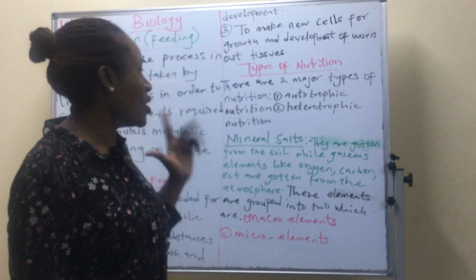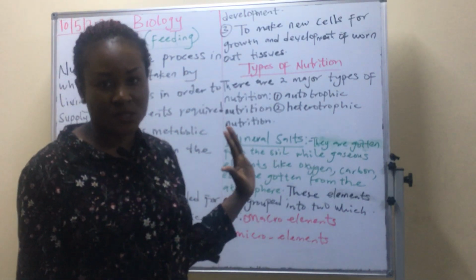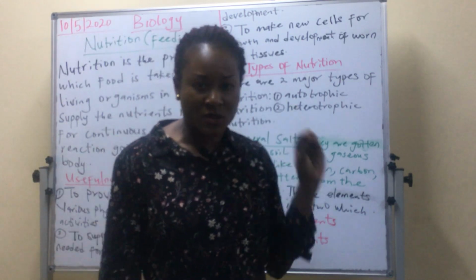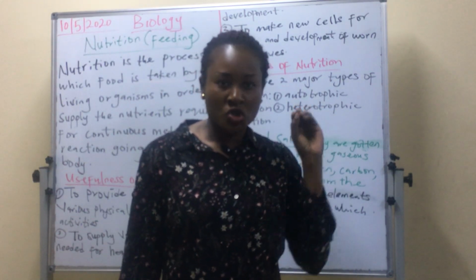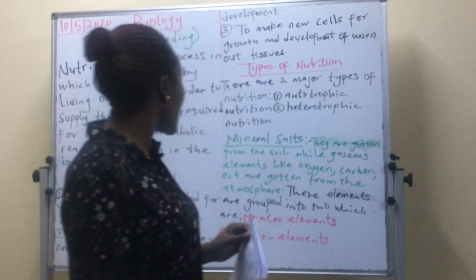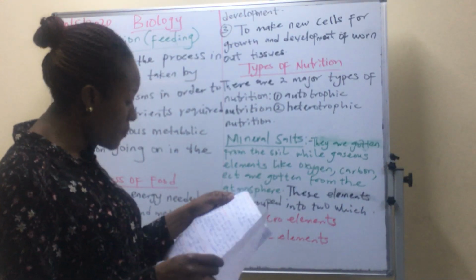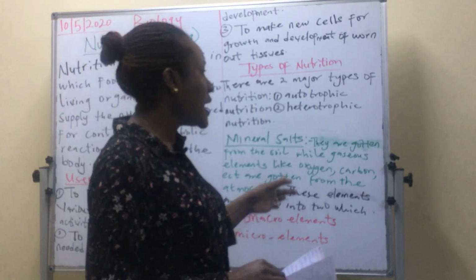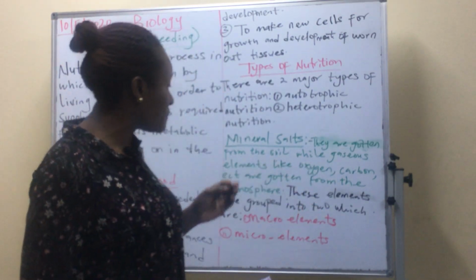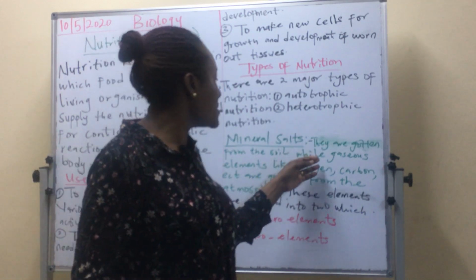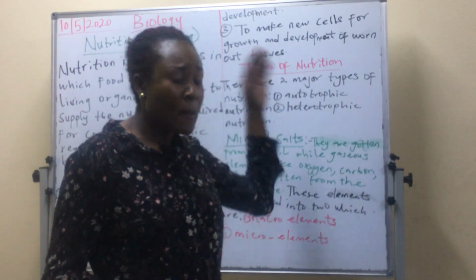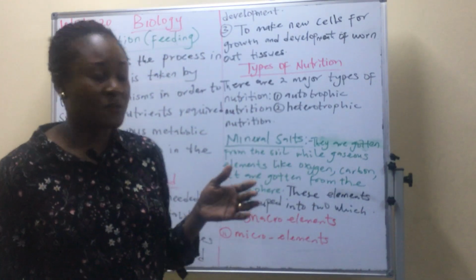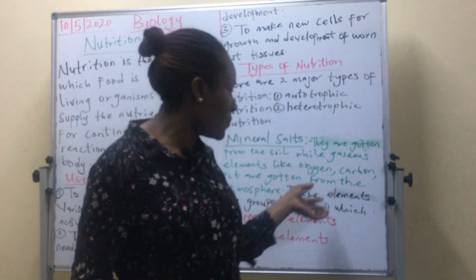Plants make their own food and they are autotrophs. They use mineral salts, and mineral salts are gotten from the soil in the form of solution. What is it used for? Healthy development and growth of plants. Apart from the mineral salts they use to make their own food, plants also use gases gotten from the atmosphere, like oxygen and carbon.